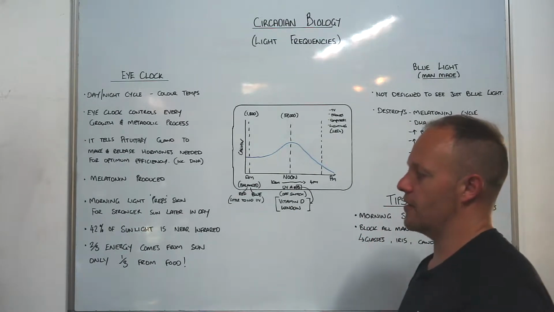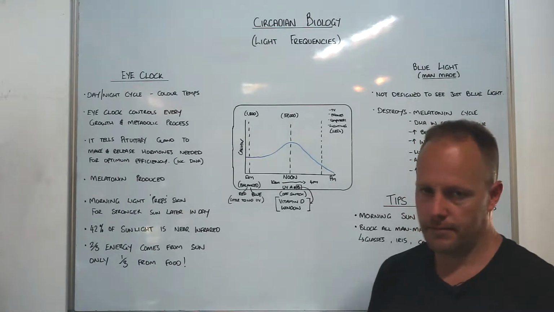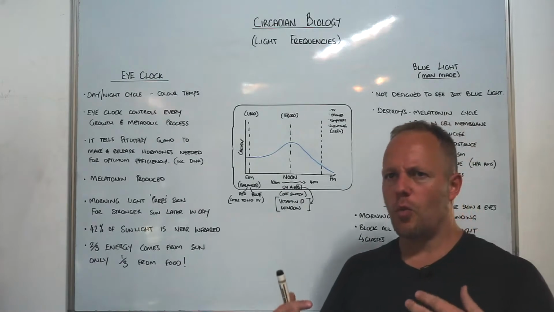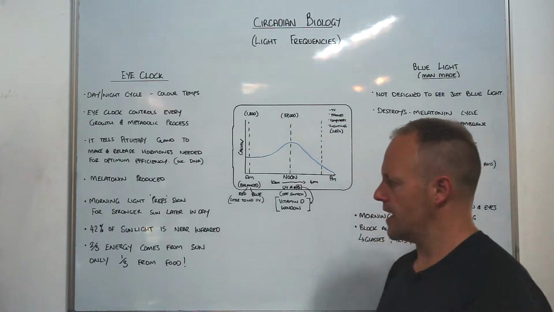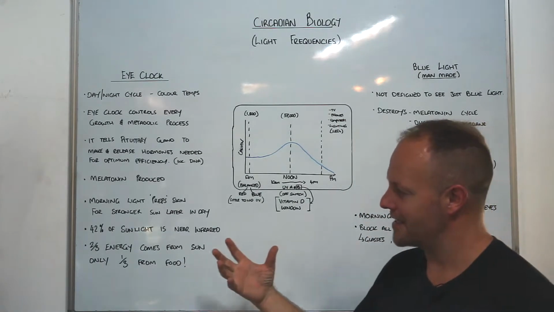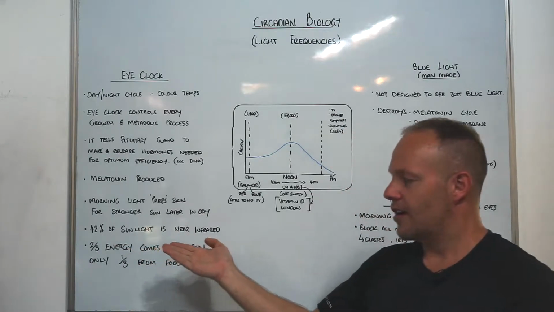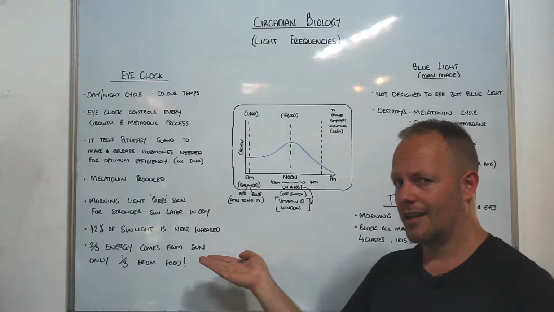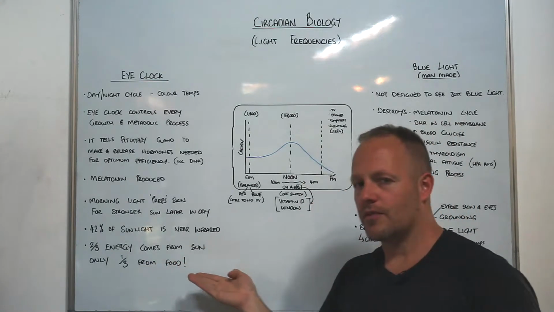Now, one thing that I find very fascinating about the sun, and it took me a while to understand this, I used to travel a lot and never understood what was happening, but now I do understand it. And the reason what I'm getting at is that 2/3 of your energy in the cells, in the mitochondria, comes from sunlight. And only 1/3 comes from food.